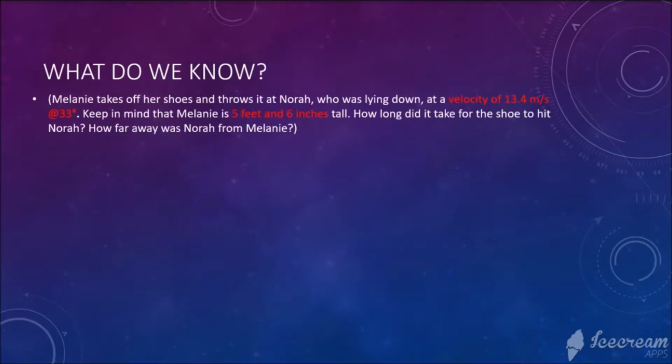So based off this word problem, what do we know? Like, what information can we get out of the word problem? So here it is again. What we can get out of it is the velocity, which is 13.4 meters per second. We know that the shoe is thrown at a 33-degree angle, and we also know that Melanie's height is 5 feet and 6 inches. What we're trying to figure out is the time and the distance between Nora and Melanie.